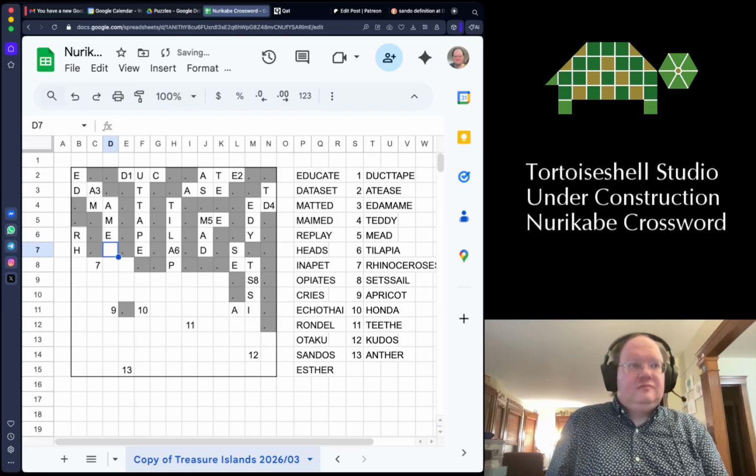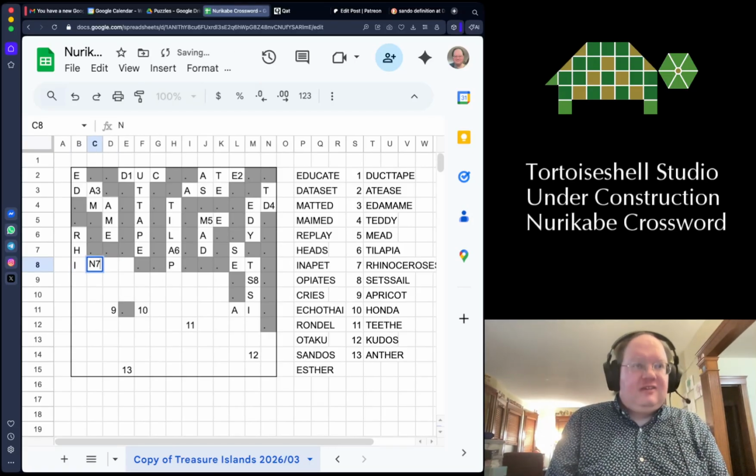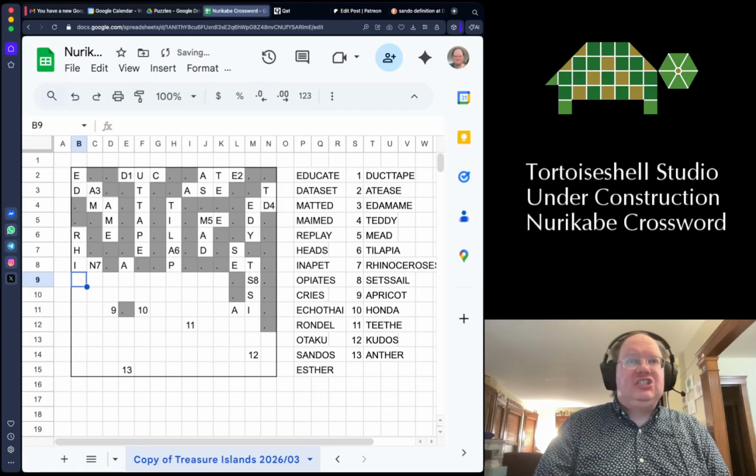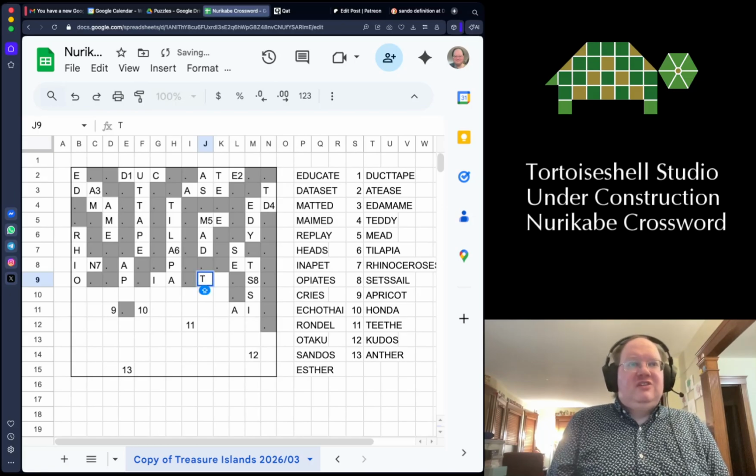Heads, I and 7. A. That must be the A of apricot. Opiates. Now we can't have more of apricots, so that's that. So that means this must be filled in, so it must be the I. Then this must be the TE. Tilapia is entirely filled in, so we have those.